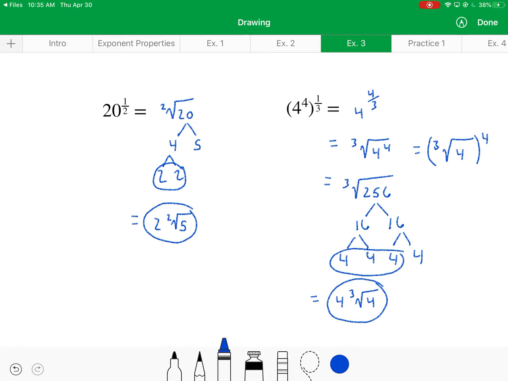Okay. So that's it for today as far as examples from me are concerned. Now you're going to move to practice 1. Try it yourself and then come back to the video, check your work.